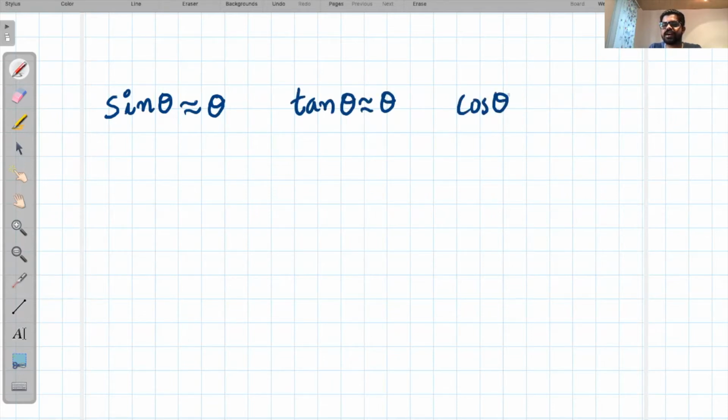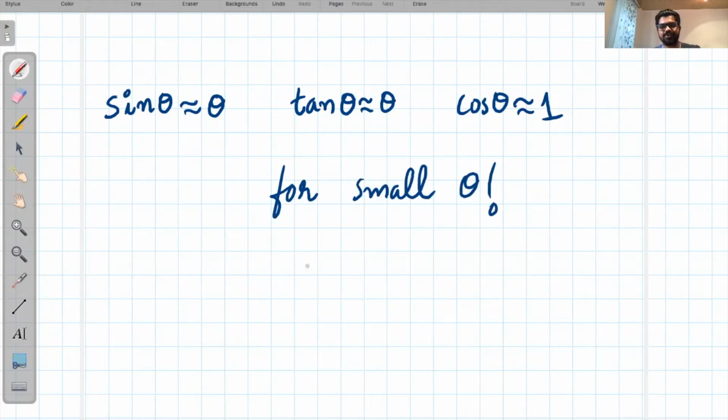Hello all, welcome back. If you have ever learned physics or mathematics in your high school classes, you might have definitely seen these formulas. Sine theta is approximately equal to theta, or tan theta is approximately equal to theta, or cosine of theta is approximately equal to 1 for small theta. Have you ever thought how to make sense of these approximations or how to visualize these?